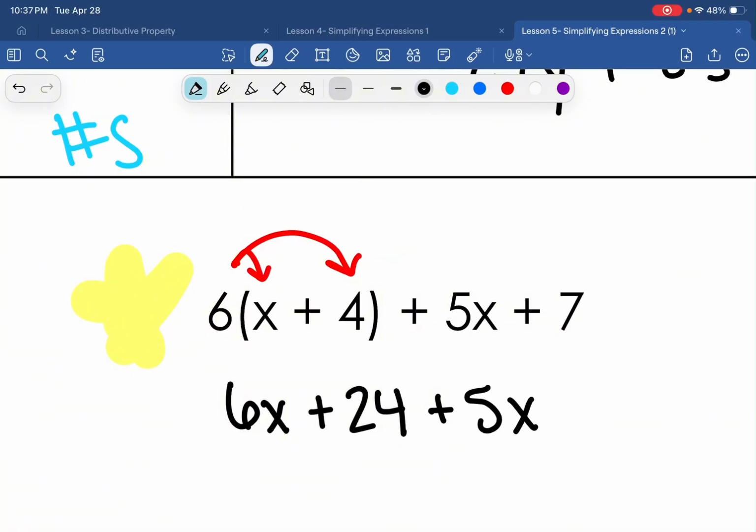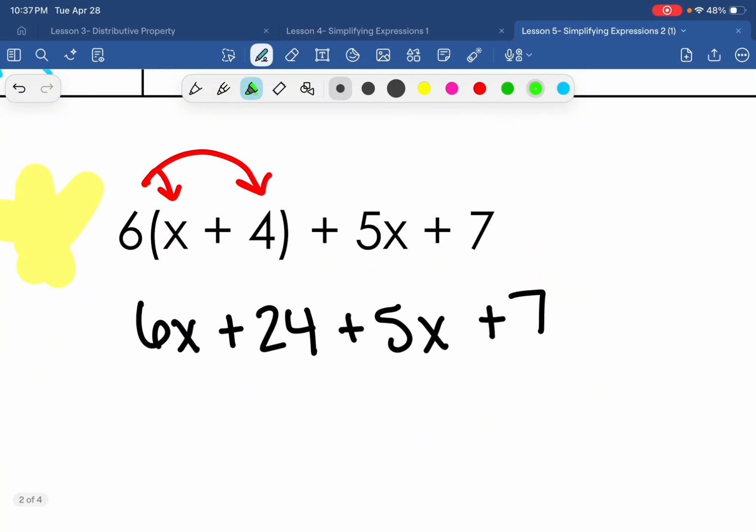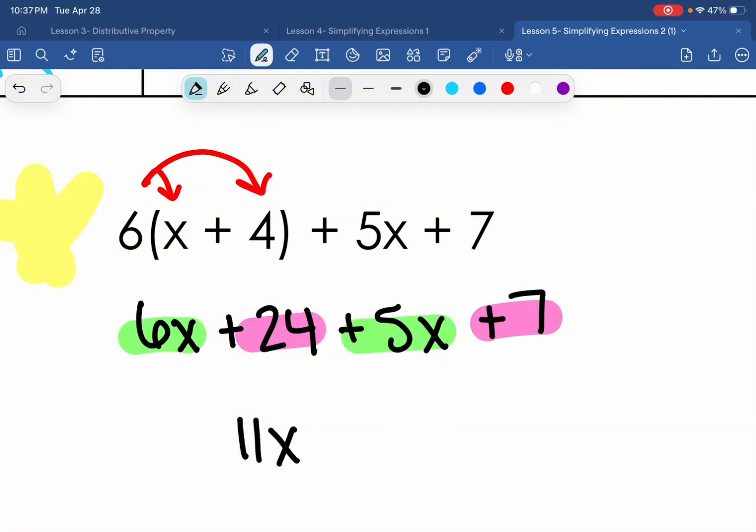Plus 5x plus 7. Okay, then I would have looked for like terms, and it looks like I have a 6x plus a 5x, and it looks like I have a 24 plus a 7. Okay, so I would have done 6x plus 5x, which gives me 11x. And I would have done 24 plus 7, which gives me plus 31.